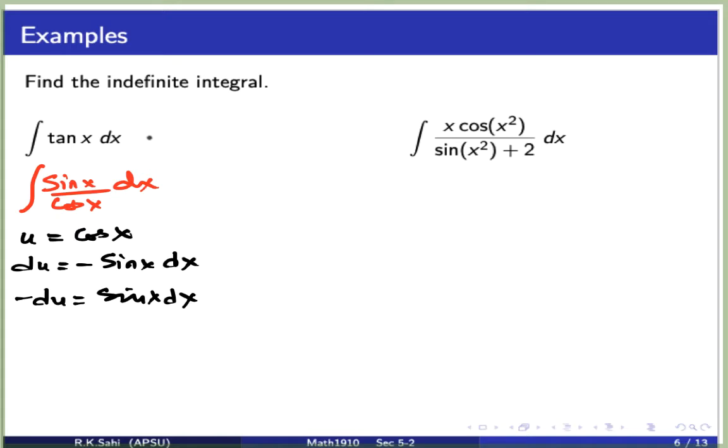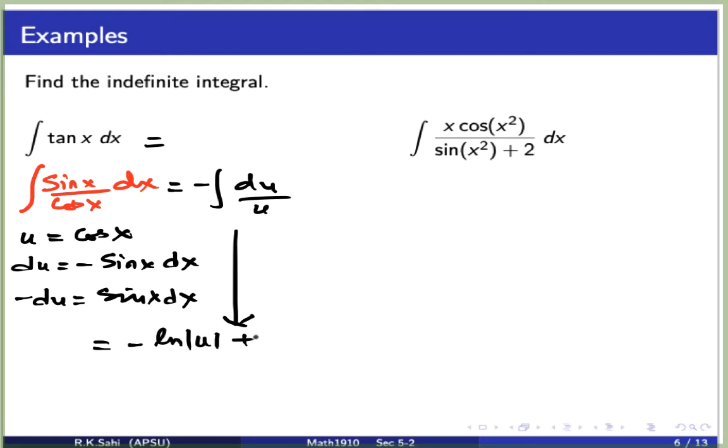So our original problem is now going to be changed into negative, outside, du over u, since sine x dx is a minus du. So what do we get here? This is equal to negative natural log of absolute value of u plus c, and for the final answer, replace the u by the substitution we had in terms of x. It's negative natural log of cosine x plus c.